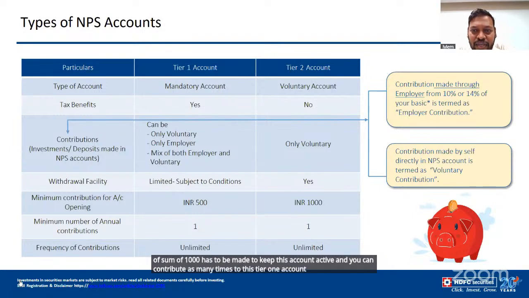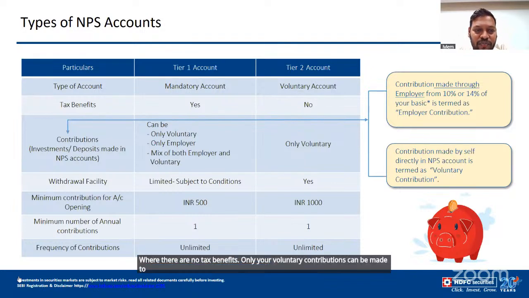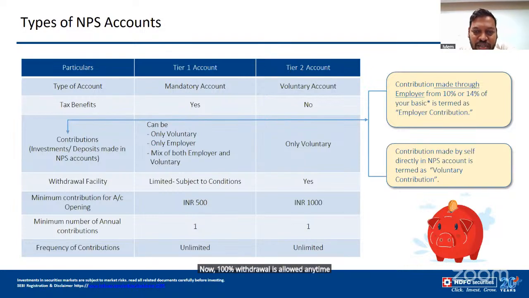Tier two is a voluntary add-on account. It's like an investment account where there are no tax benefits. Only your voluntary contributions can be made to this tier two account. Now, 100% withdrawal is allowed anytime. There are no separate CRA or joining charges to open this tier two account. You can open it while opening your NPS account or at any point later as well.